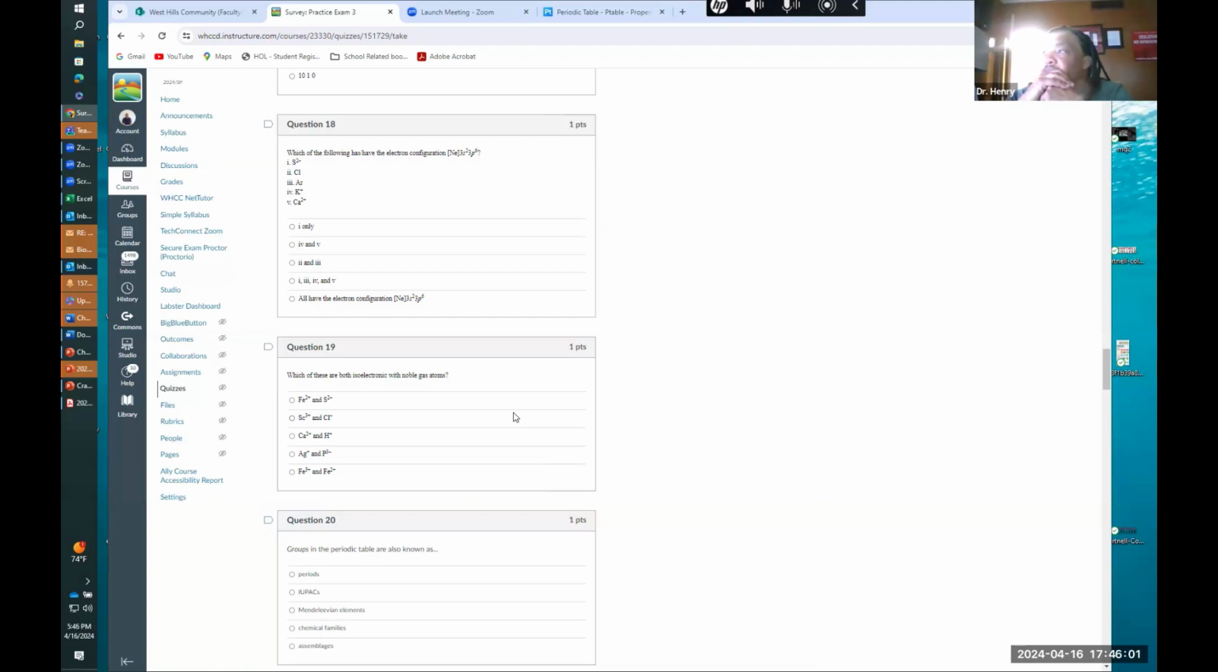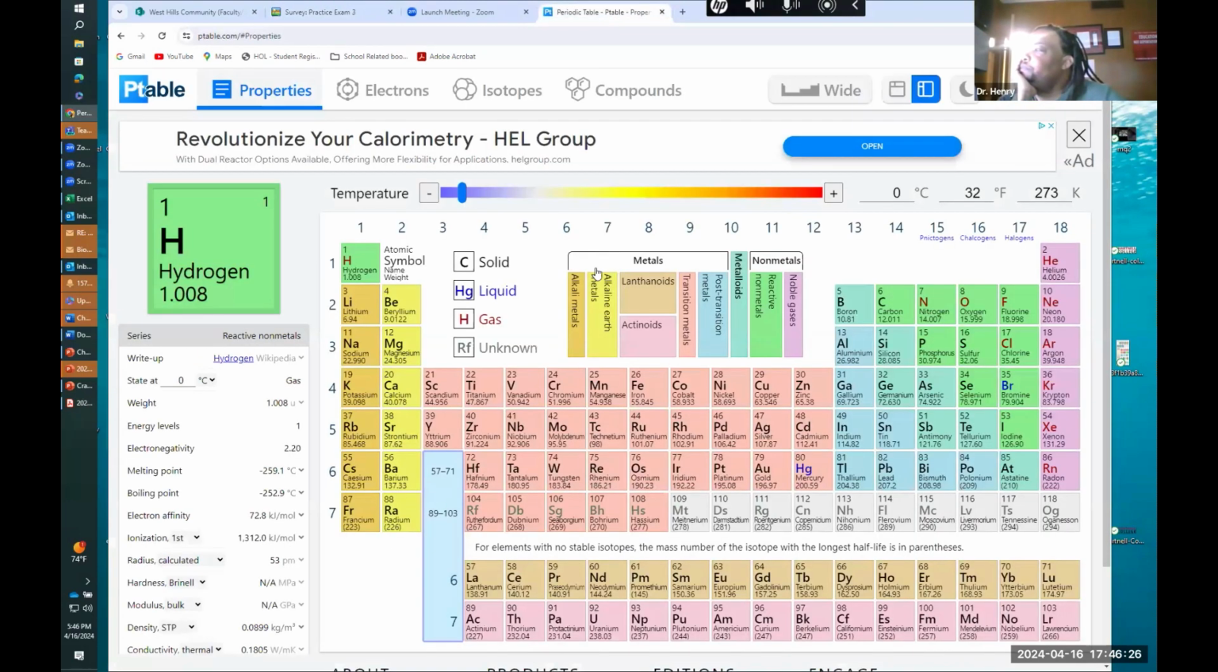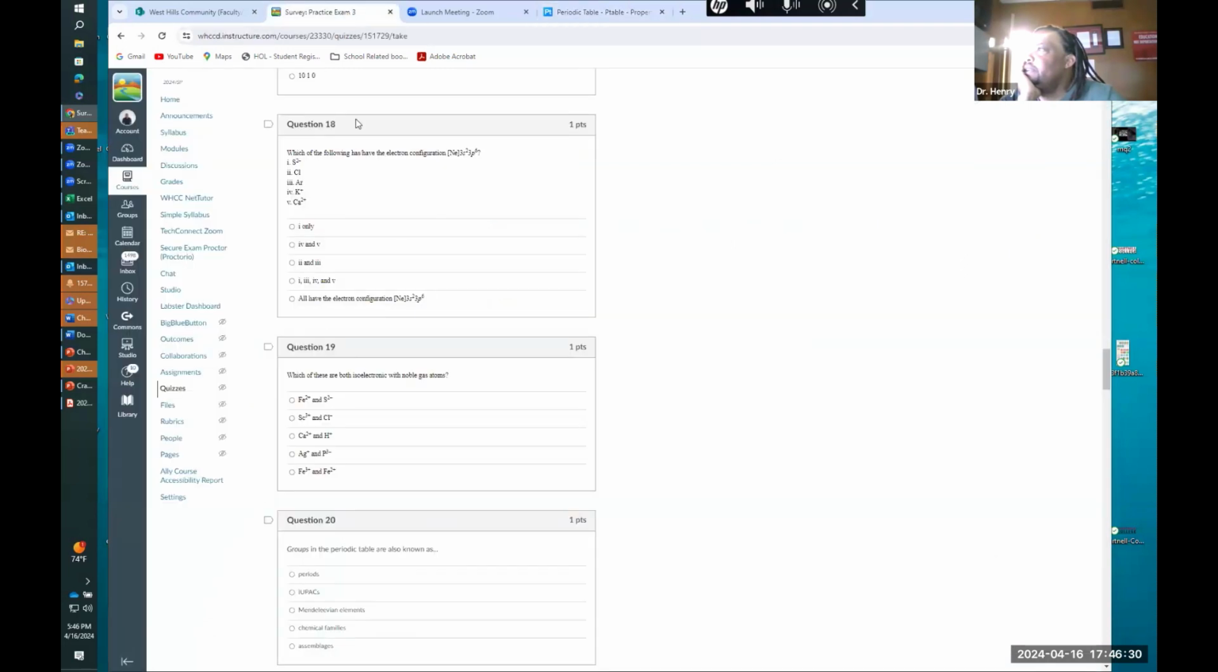Which of the following has the electron configuration Ne 3s2 3p6? So let's get our periodic table. Sulfur, yeah. So Ne, what was it? Let me write that: 3s2 and 3p6.